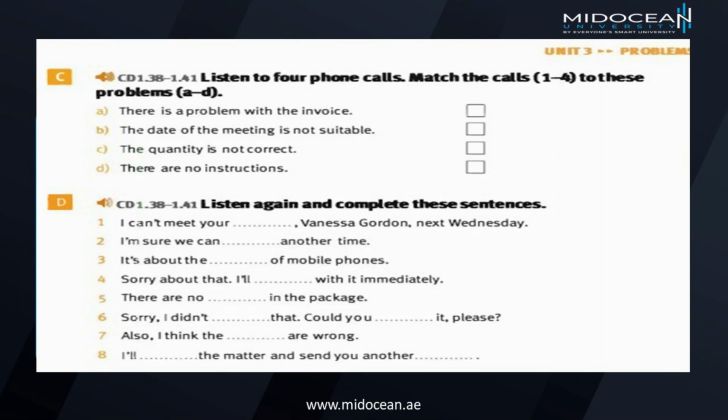Track 39. Call 2. Good morning. This is Michael Benson, PKJ Electronics. Oh, hello, Michael. This is Sheila Clark. What's the problem? It's about the delivery of mobile phones. I want 50, not 15. Sorry about that. I'll deal with it immediately. Good. I need them by the end of the week. Okay, it's no problem. Bye for now. Thanks for your help. Bye.